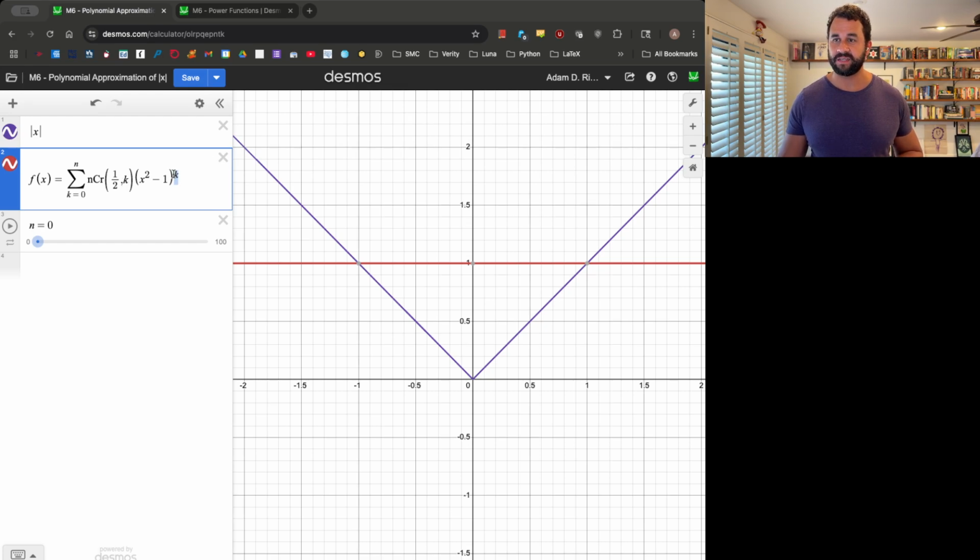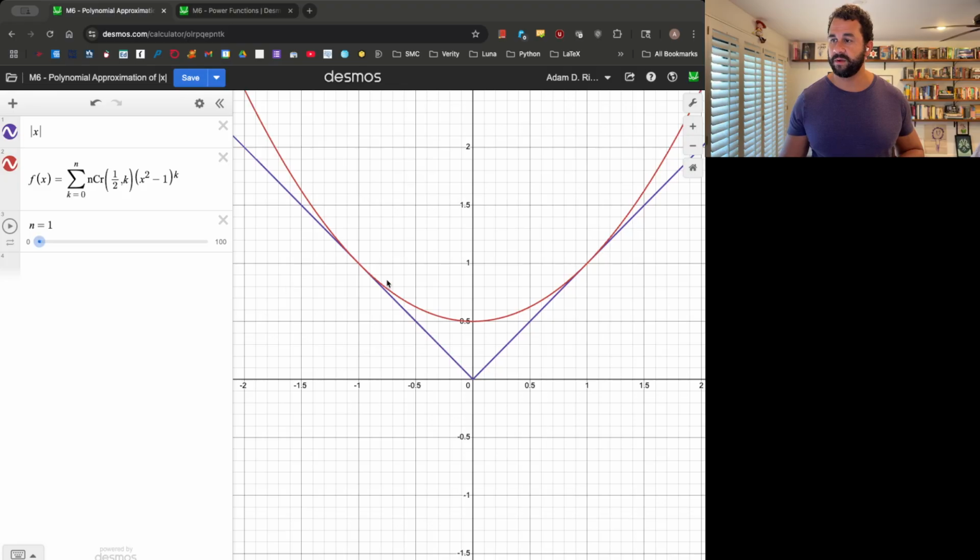N here is the degree of the polynomial. And then what we're going to do is add up a bunch of these terms that look like this. The terms are messy, but watch what graph it produces. Let's make the degree, well, the degree is 0 right now. Degree 0, constant function. Let's do degree 1. Oops, too fast. Degree 1. There we go.